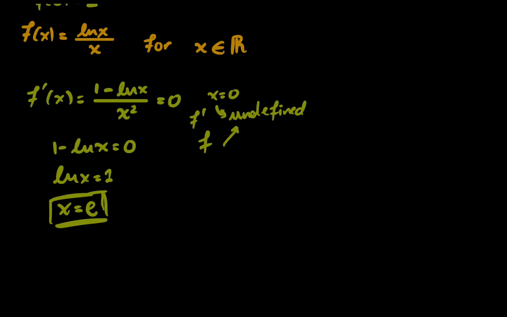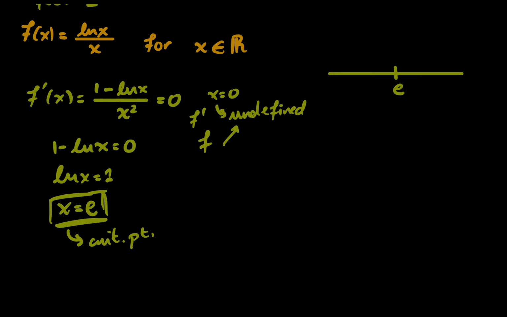So our only point that we have to take a look at is x equals e. This is the only critical point that we're considering, right? Because it's the only point at which our function and its derivative are defined, and the derivative is equal to 0. And so let's go ahead and test the nature of this critical point. We can use a number line, and we can mark e right over here, x equals e. We just need to test two intervals: the values that are less than e and the values that are greater than e. Let's do the values that are less than e first.